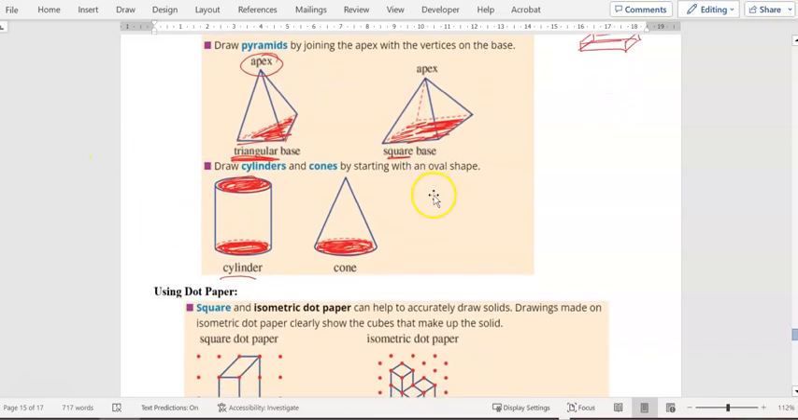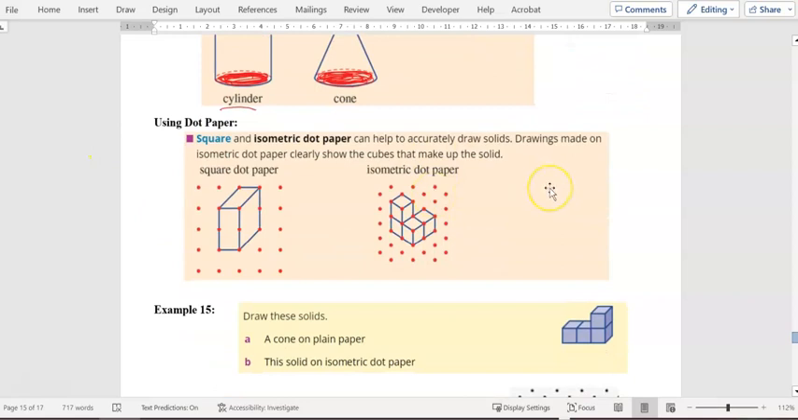So when we draw these out, some of these are a little bit challenging to draw. So with some isometric paper, with some dot paper, it can make it a little bit easier for you to see where these parallels are. And you can see how they match up, so we get that design. Square and isometric dot paper can help to accurately draw solids. Drawings made on this dot paper clearly show the cubes that make up the solid. So I've got the top of my cube here, and I've got a side and another side, and I can see that on this dot paper.